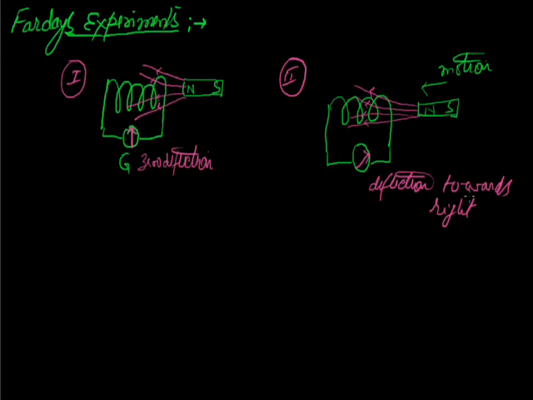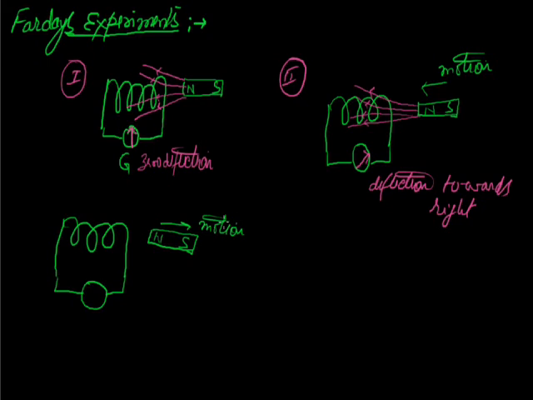Now, if we change the direction of motion of the magnet, this one is the coil, the solenoid, here is the galvanometer, and the magnet has the north pole here and the south pole here, with the direction of motion. The lines of force will be in this way. At this time, the north pole is moving away from the solenoid, so the deflection will be just opposite. The deflection is towards the left.